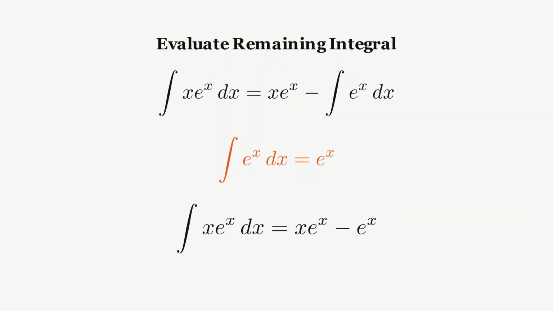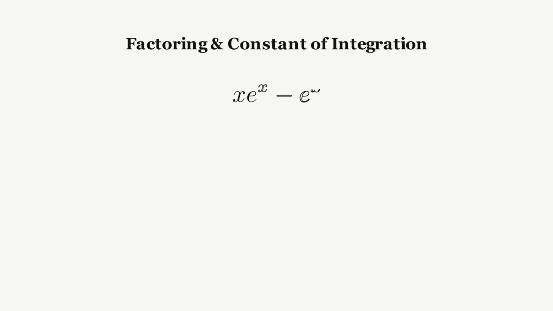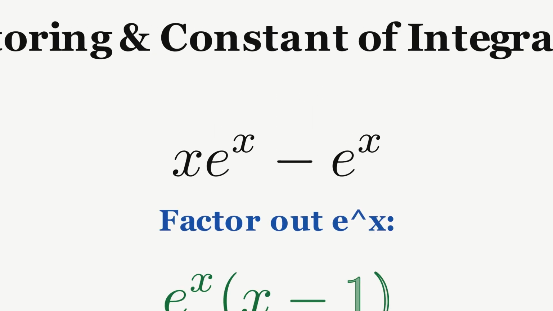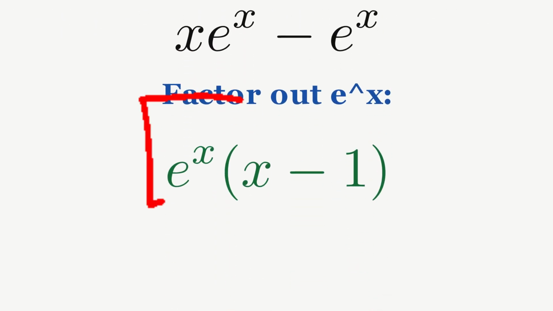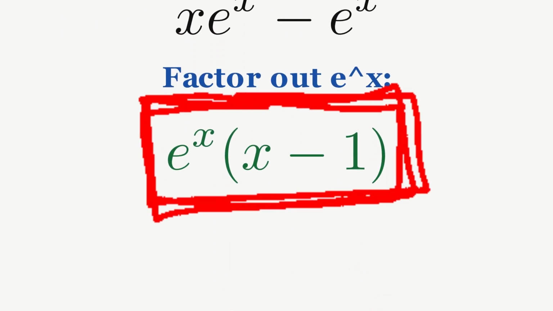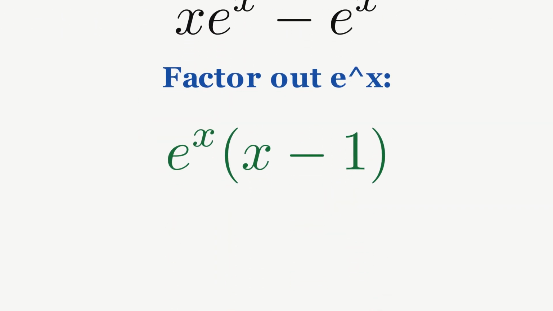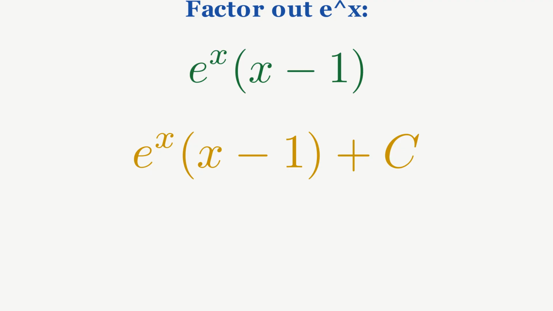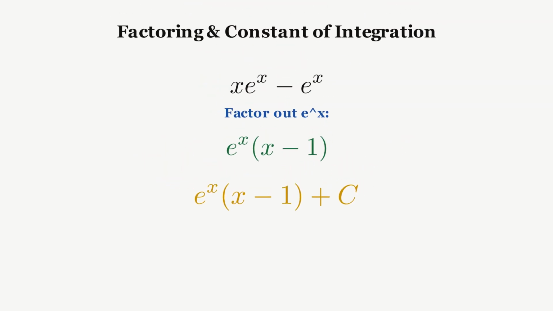Almost finished. Both terms contain the common factor, e to the power x. Let's factor it out. This leaves us with e to the power x multiplied by (x minus 1). The expression is now much cleaner. Remember, every indefinite integral must include a constant of integration. So we add plus c. Our answer becomes e to the power x multiplied by (x minus 1) plus c.